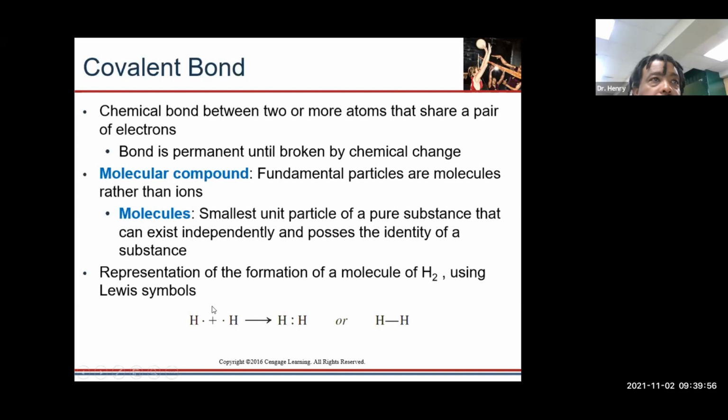So here's just basically showing you the Lewis dot structure of how we would draw the bond between hydrogen, since we know that hydrogen is diatomic. So hydrogen only wants to have 2 electrons around it. So they're going to be sharing those 2 electrons between the 2 hydrogens. Each one is providing one to share. So it forms a single bond.